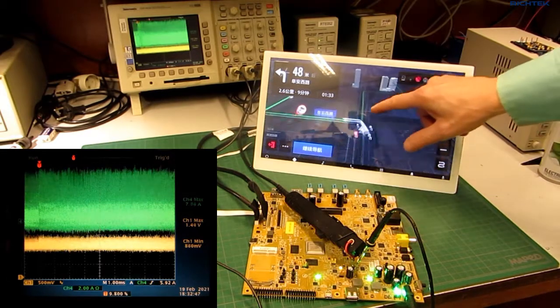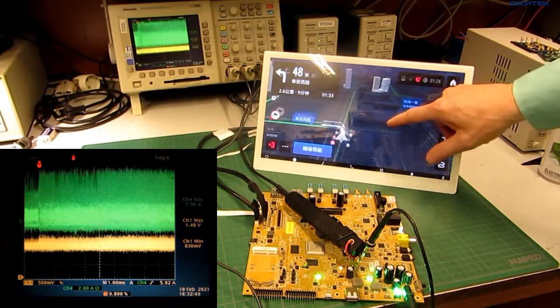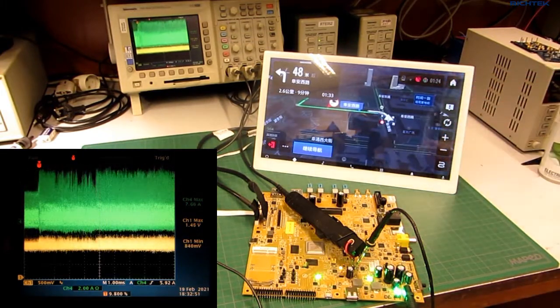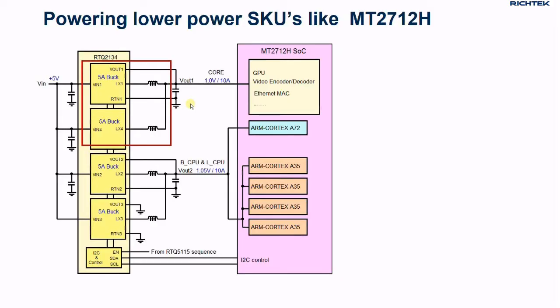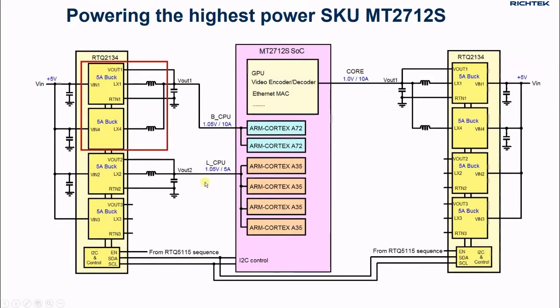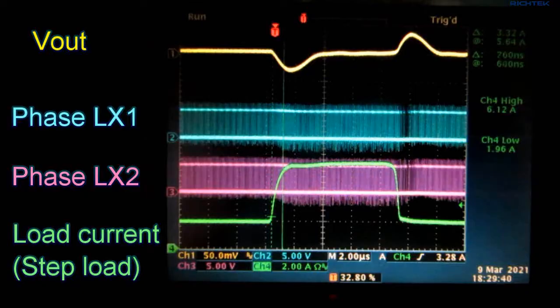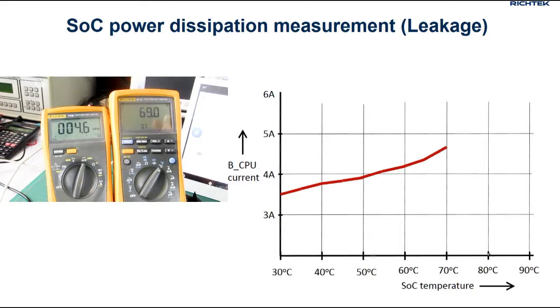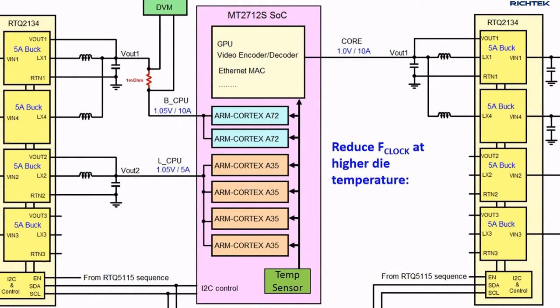In this video, we will examine the current consumption of car infotainment SoC core and CPU rails, discuss SoC high current power supply design and critical output measurements, and check the CPU thermal throttling behavior at high ambient temperatures.